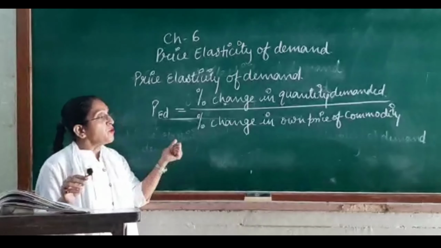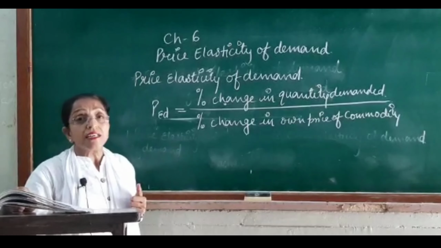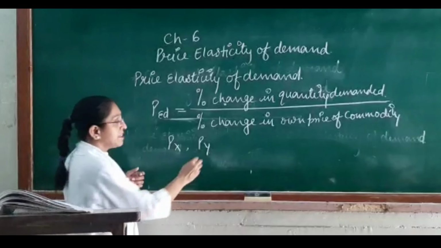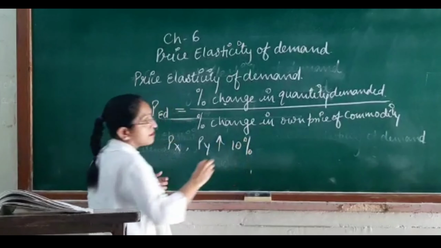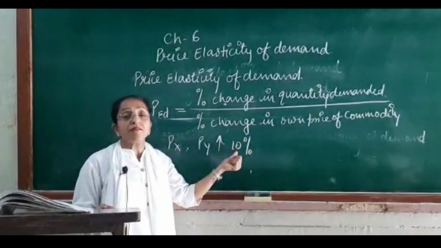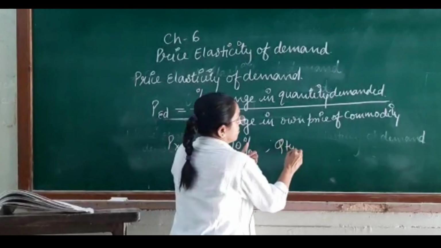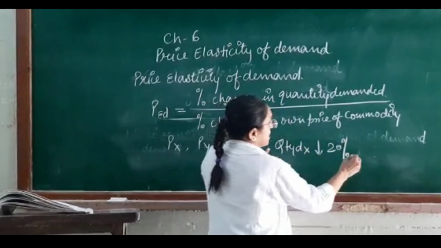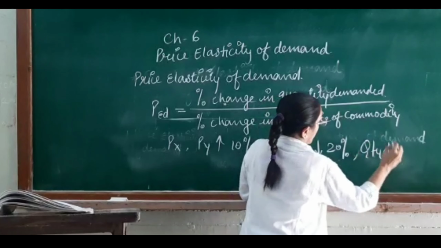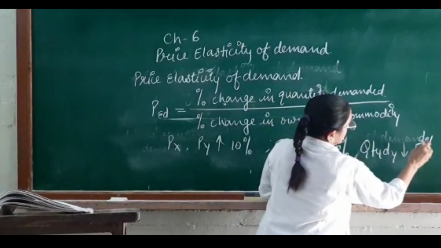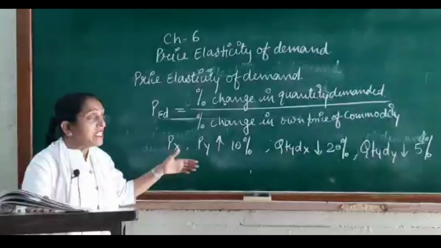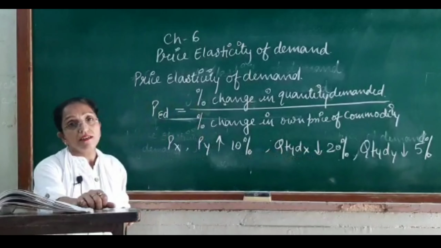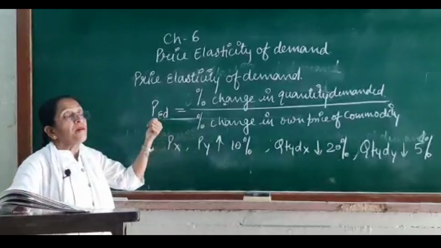For example, suppose the price of X and Y both increase by 10%. With respect to the percentage change in price, the quantity demanded of X falls by 20%, whereas quantity demanded of Y falls by 5%. So now you can compare which commodity's demand is more elastic or which is less elastic. And this is possible only because of price elasticity of demand.